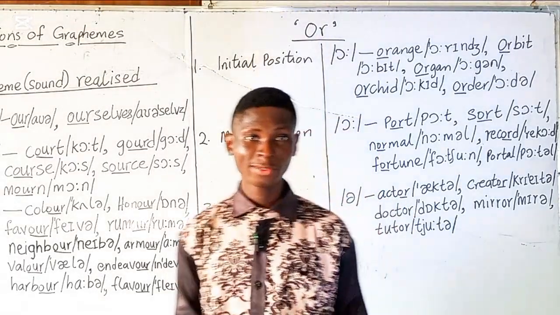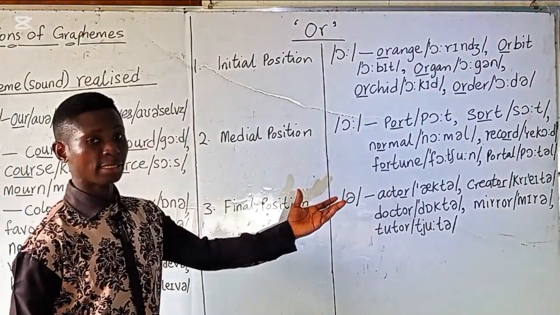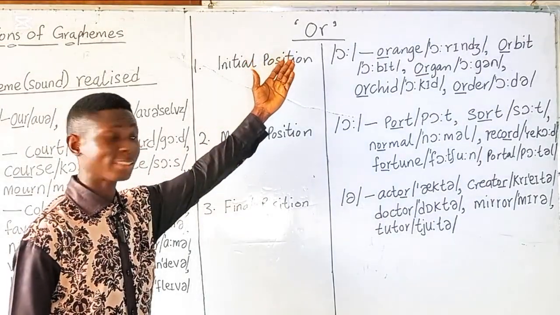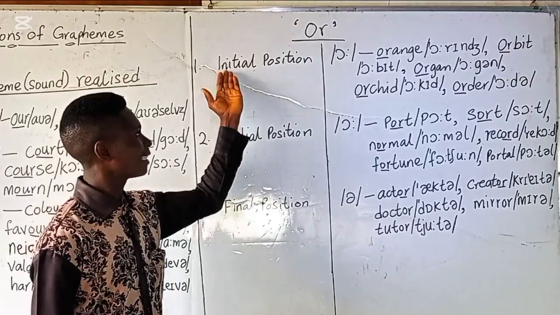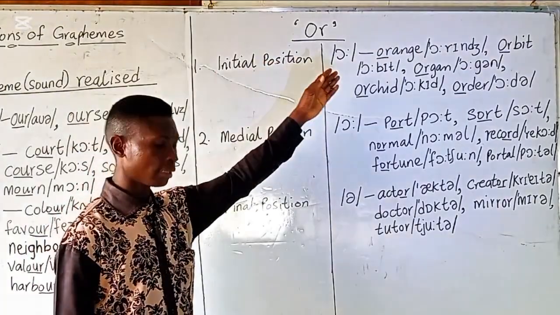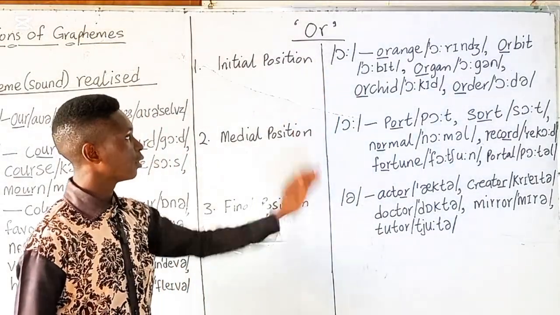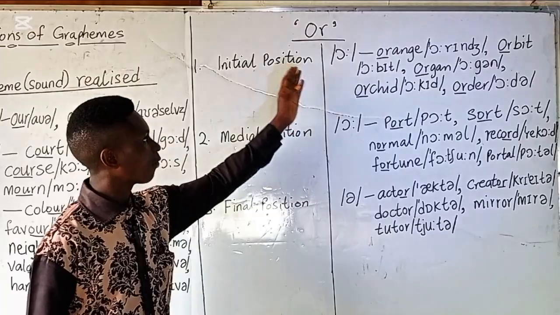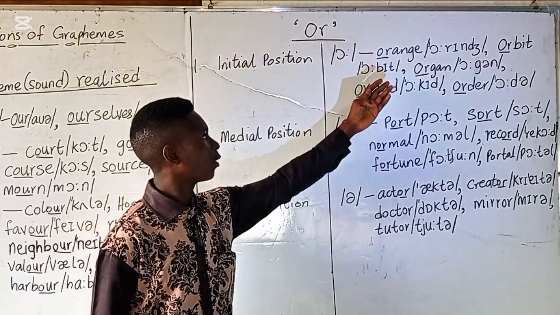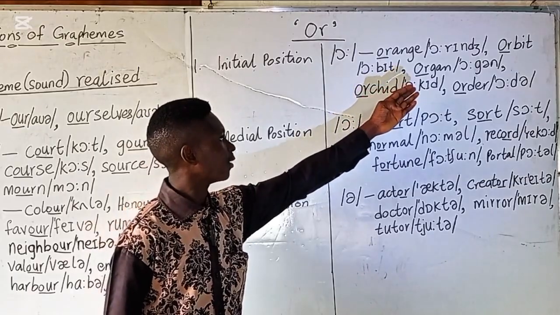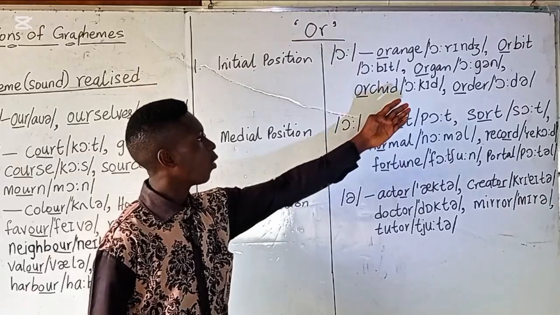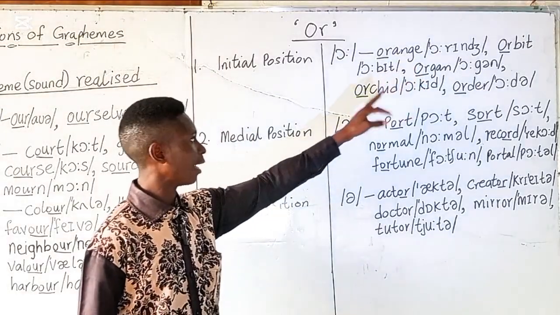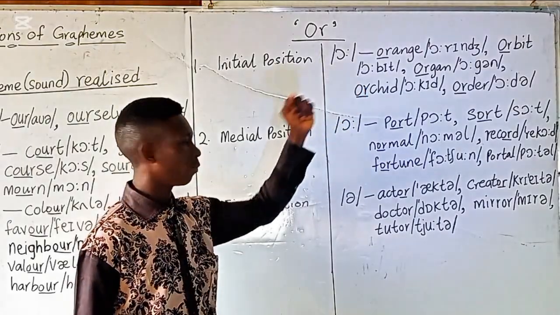Let's also consider this other one, virtually the same. The difference is just one letter. Here we have OR instead of OUR. And at initial position, that's when you have OR at the beginning of a word, you're likely to have the O sound, that's the long O. For instance, orange, orbit, organ, orchid, order. So the OR in these words are articulated as O.